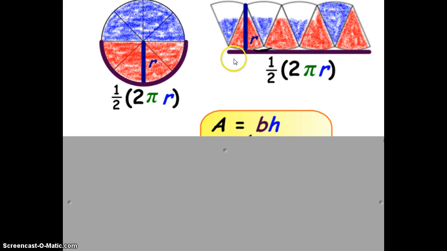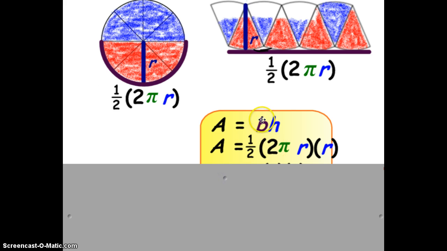So the base of my parallelogram, remember, came from the circumference divided by 2 of my circle. The height of my parallelogram, which is here, was the height of the radius of my circle. So knowing that, I can replace the b, or base of my parallelogram, with 1/2 2 pi r, or half the circumference of a circle. The height of my parallelogram comes from the radius of the circle, so I can put an r right there.